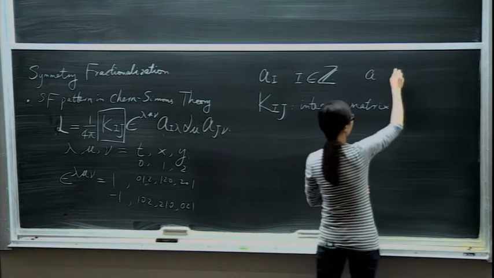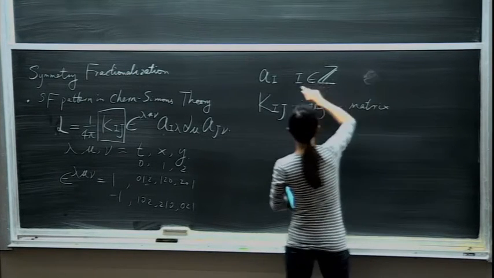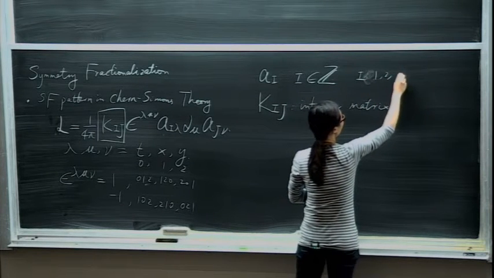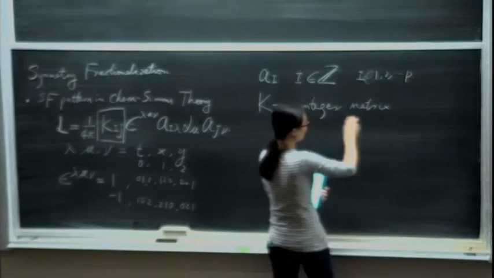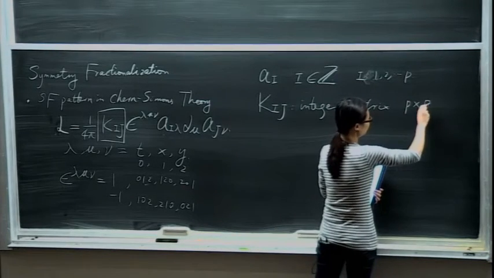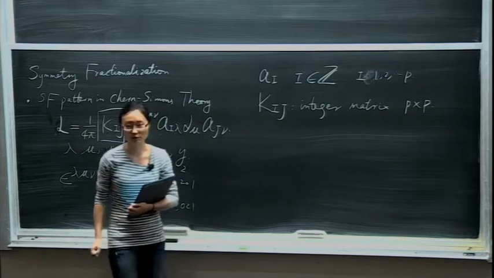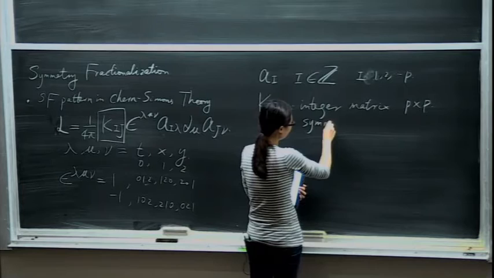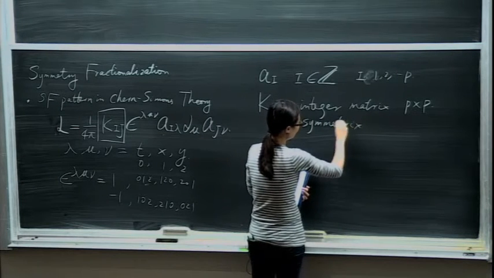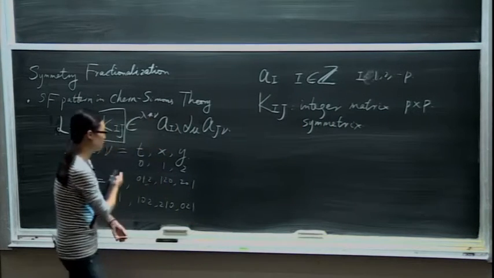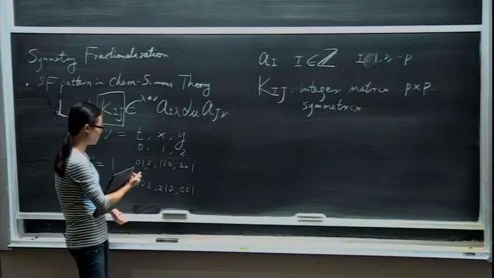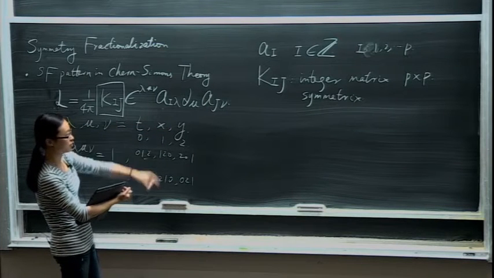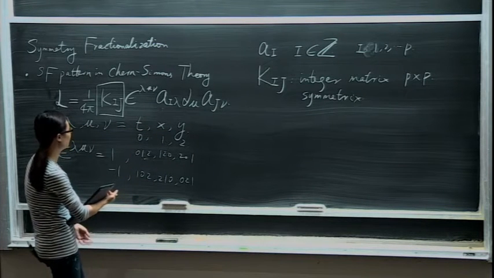Let's say this label I takes value in 1, 2, and all the way to P. And then this K is a P by P matrix, integer matrix, and we want it to be invertible and also symmetric. So this abelian Chern-Simons theory becomes in many ways a study of these integer matrices, because that encodes all the topological information of this model.